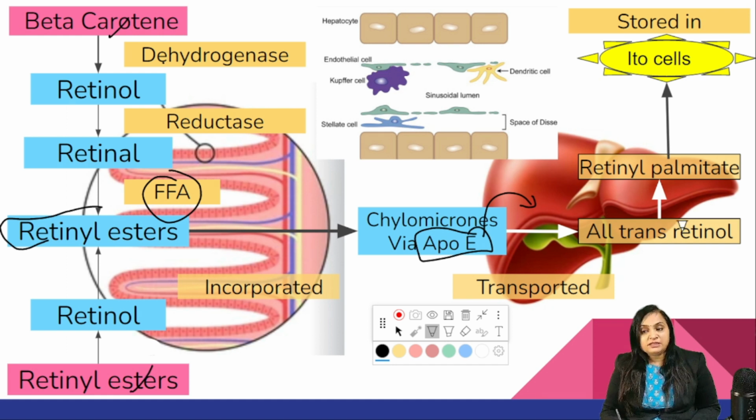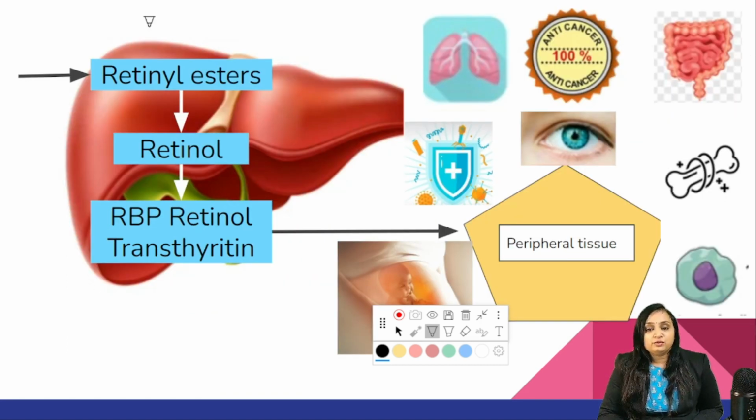Here it is converted to all trans retinol and then to retinyl palmitate. Retinyl palmitate is also a type of retinyl ester, and it is stored in the Ito cell of the liver. Ito cell is also known as stellate cell or hepatic perisinusoidal cell. Once it is stored, whenever it is required, that retinyl palmitate, basically retinyl ester, is again converted to retinol, and this retinol, with the help of retinol binding protein and transthyretin, comes back to the blood and acts on the peripheral tissue.